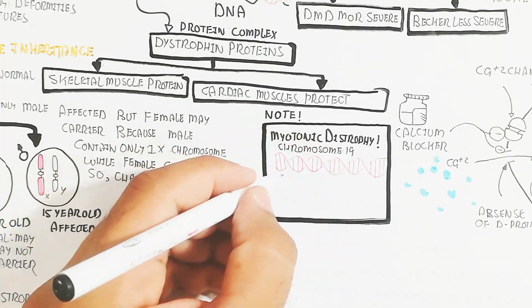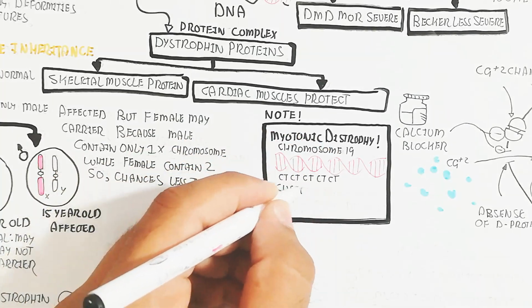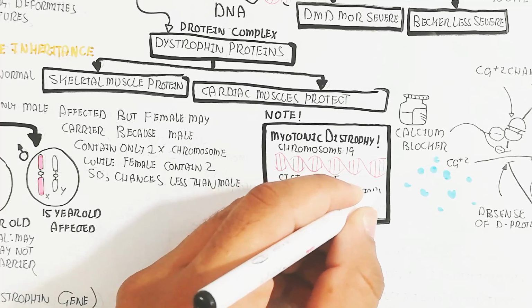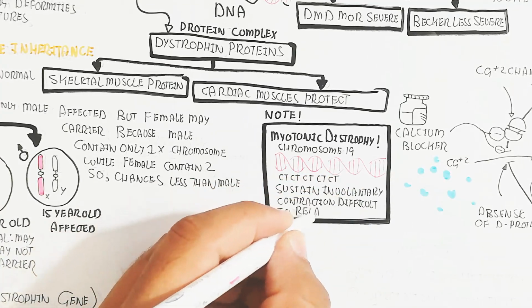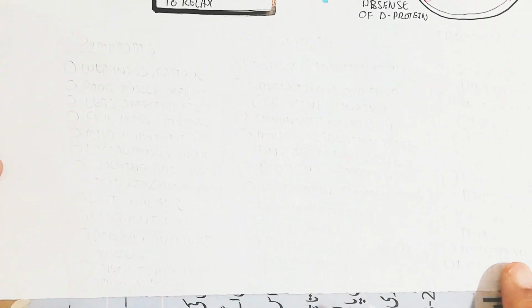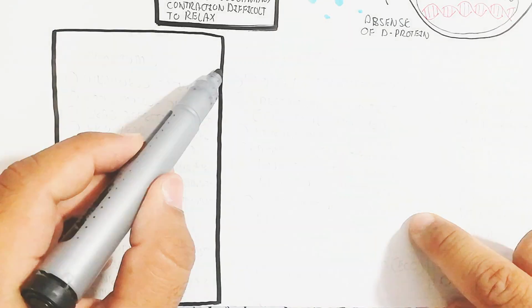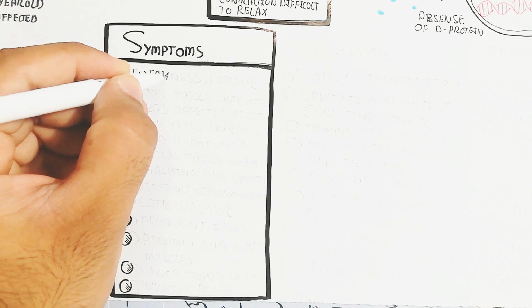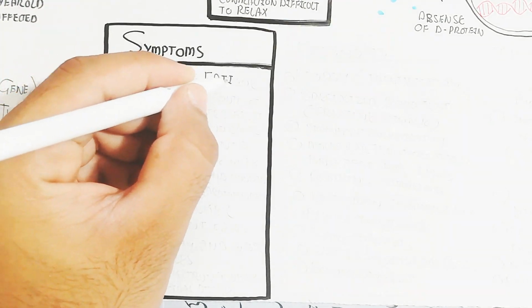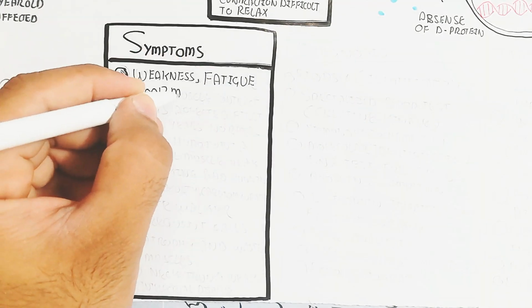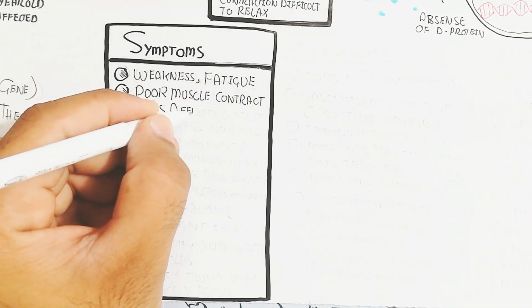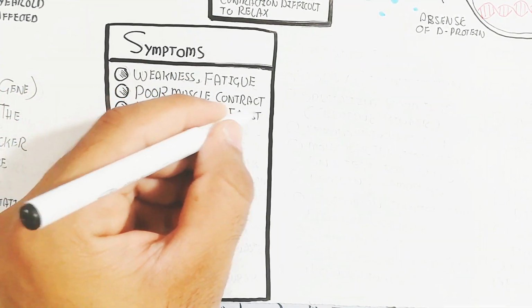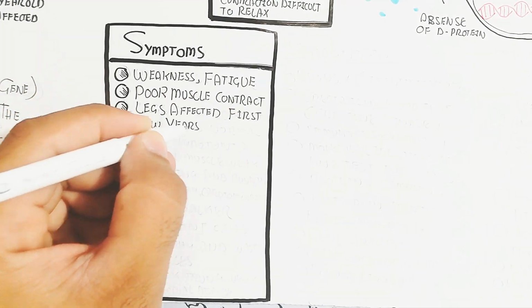As a short note, myotonic dystrophy involves chromosome 19. CTG repeats are sustained in the DNA sequence, causing sustained involuntary contraction and difficulty relaxing. The signs and symptoms are weakness, fatigue, and poor muscle contraction, with the legs affected first. A few years are normal, and after a few years the symptoms can arise.